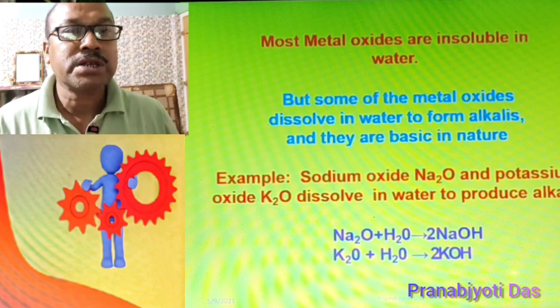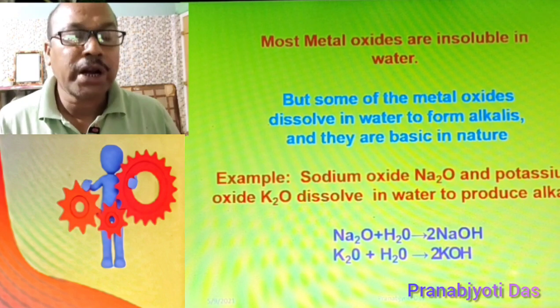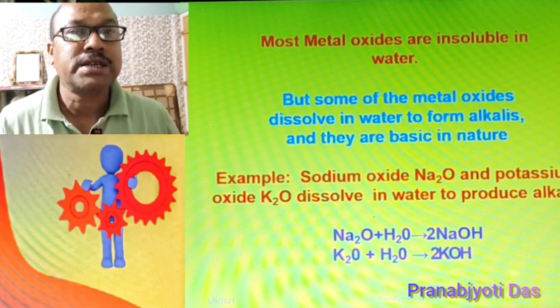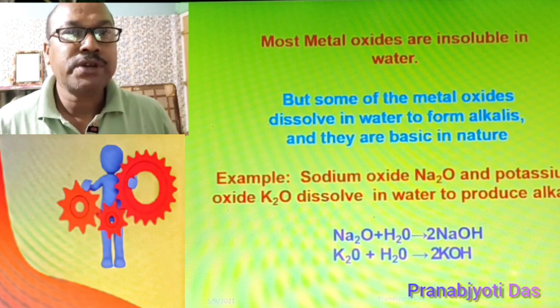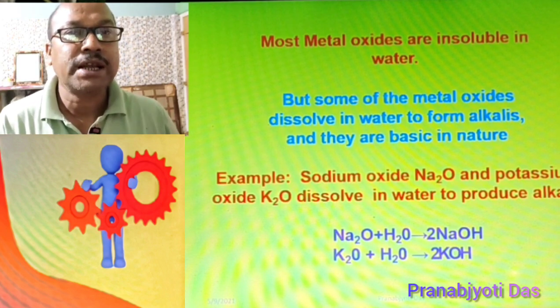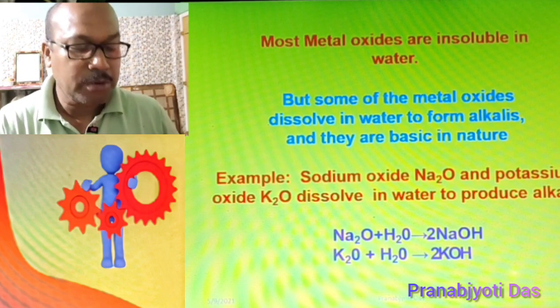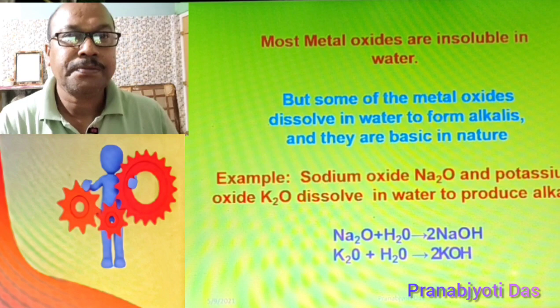Here sodium hydroxide on the left hand side you can see, and potassium hydroxide, these two metallic oxides are bases. But after reacting these bases with water, on the right hand side whatever is produced, that is sodium hydroxide or potassium hydroxide, these are called alkalis.